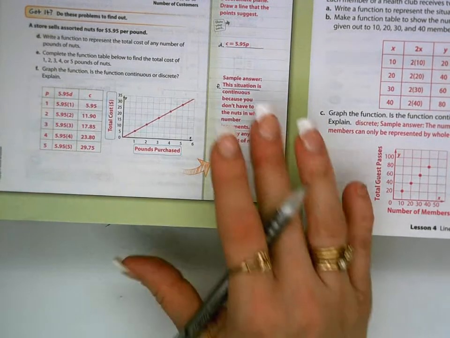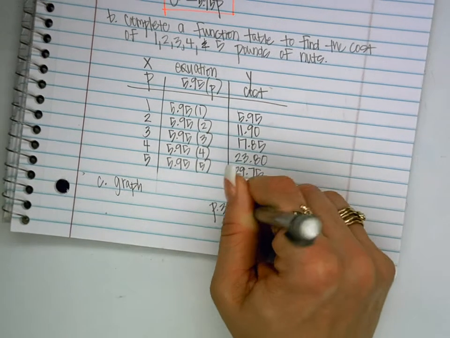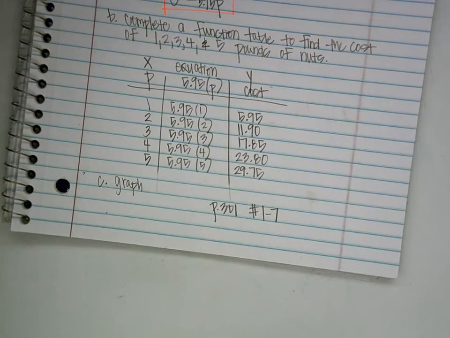For homework tonight, you are working on page 301. I would like you to do numbers 1 through 7. Okay, page 301, numbers 1 through 7. Do your best to get through these. If you don't get all the way through them, we will work them out. I will help you guys on block day, but do your best to try to get through these.